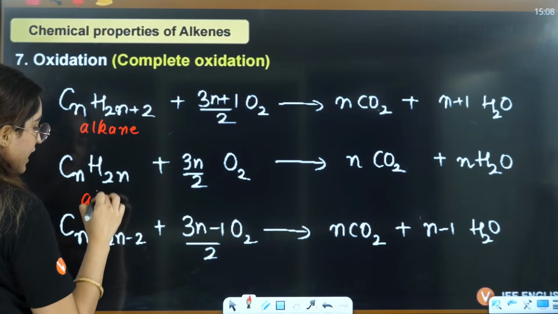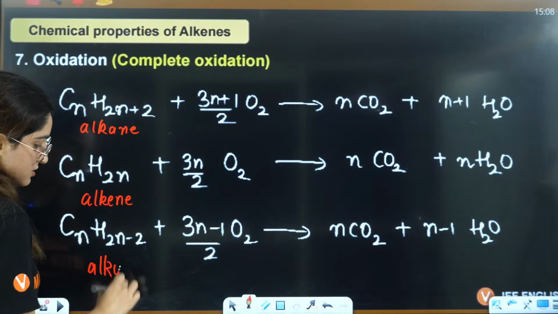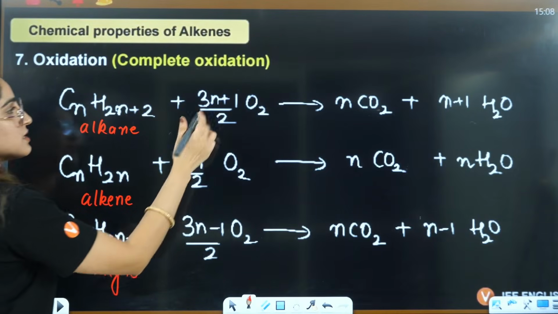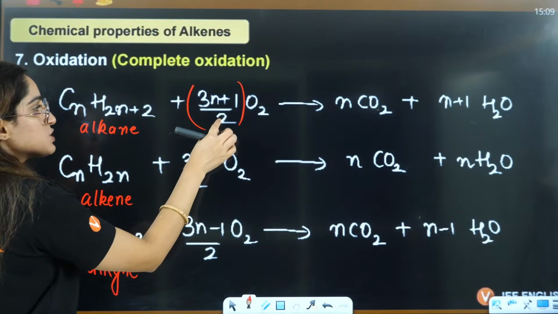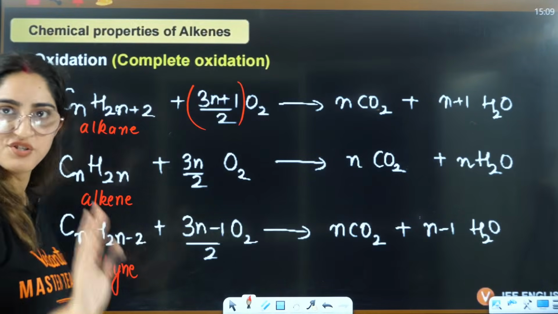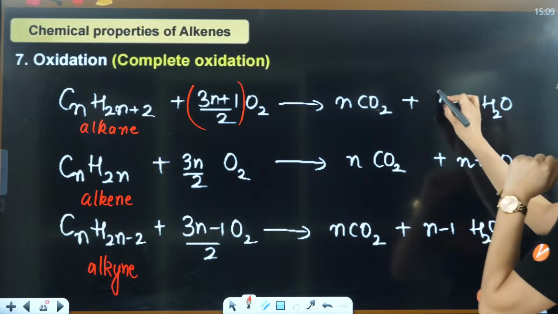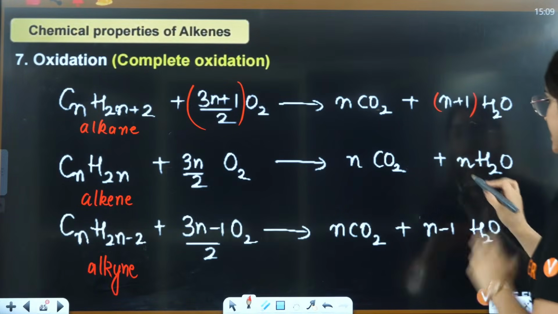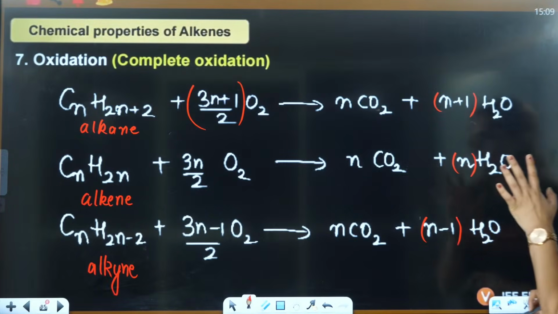This is for alkene and this is for alkyne. If n number of carbon is there, 3n plus 1 by 2 amount of oxygen you will give. N number of CO2 will be released, n plus 1 amount of H2O will be released. Here n amount of H2O will be released, here n minus 1 amount of H2O will be released.